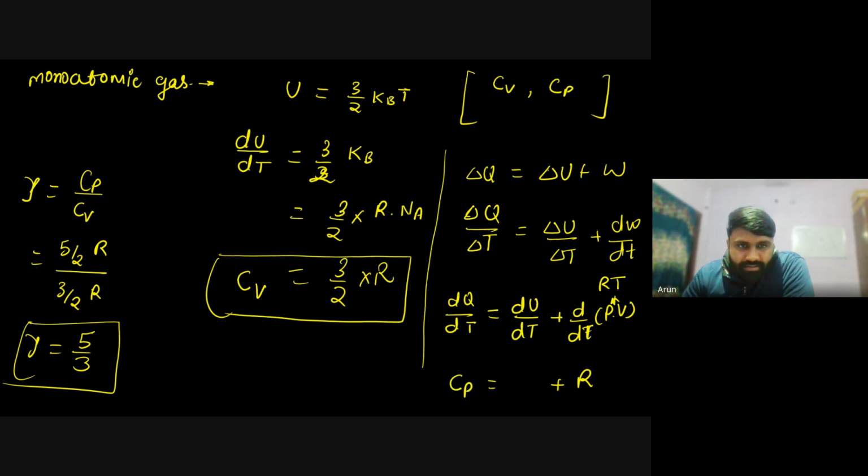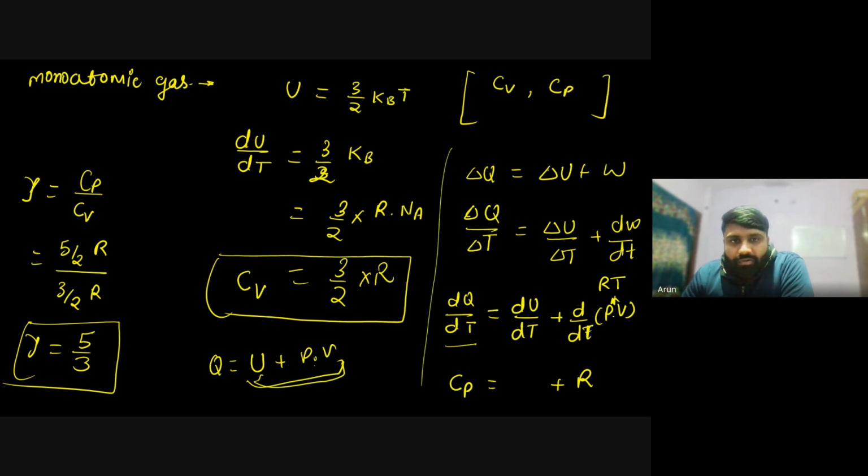If you see, Q is equal to U plus W. So at constant pressure, what is the specific heat? This total, U plus PV, is dQ by dT, so you can write it as Cp. But if you talk about constant volume, this term, the work done, will become zero.